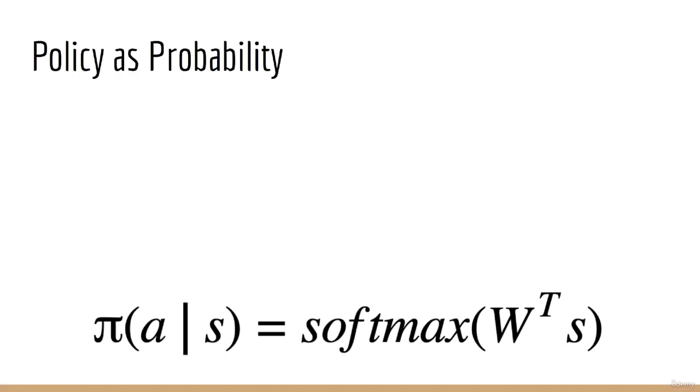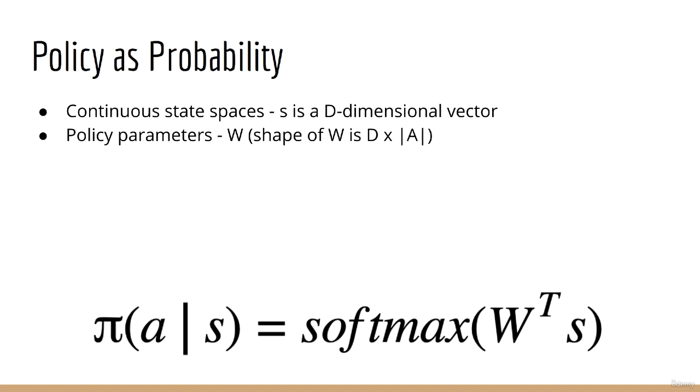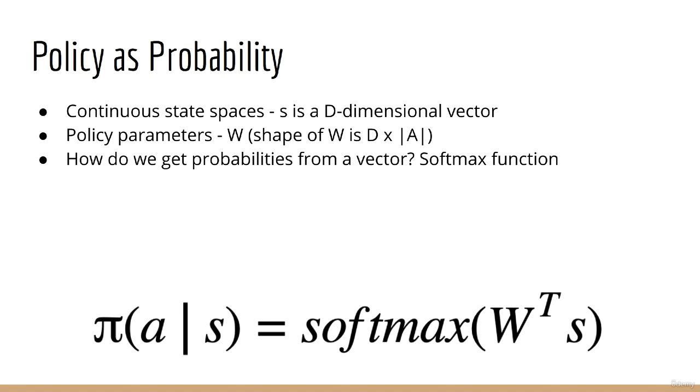So what about continuous state spaces? In fact, seeing policies as probabilistic easily lends itself to continuous or infinite state spaces. Imagine your state is a vector S. Now imagine we have some policy parameters W. The shape of W is the dimensionality of the state space by the size of the action space. For now, we'll presume that the action space is still categorical. So what do we do when we want to output probabilities for a set of categories? In fact, this is just like classification. We can use the softmax function. So now our policy is the softmax of W dotted with the state S.